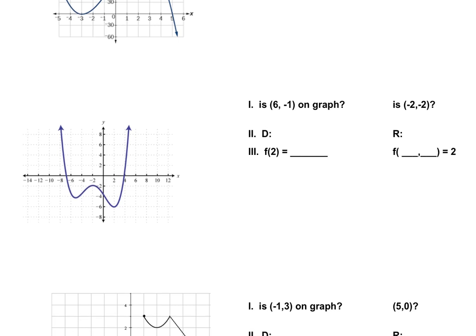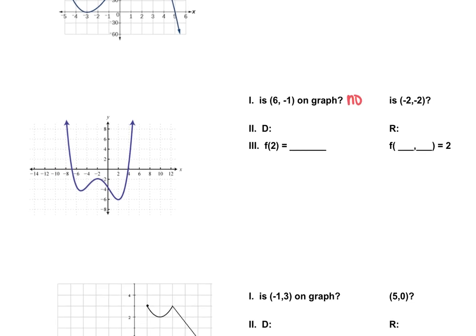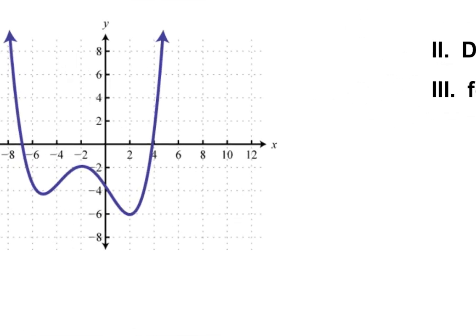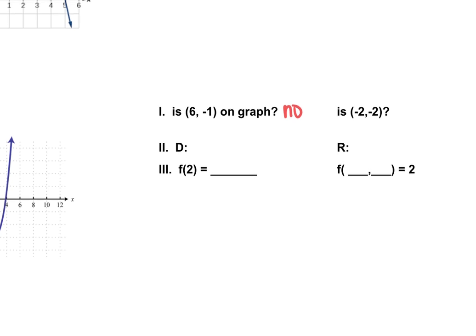First question, is the point 6, -1 on the graph? Ethan? The point 6, -1. No, it is not. And then is the point -2, -2 on the graph? Positive 6, -1, none of them were on the graph. Right? No, yeah, thank you. Yes. Okay. -2, -2, yeah, that one is, isn't it?